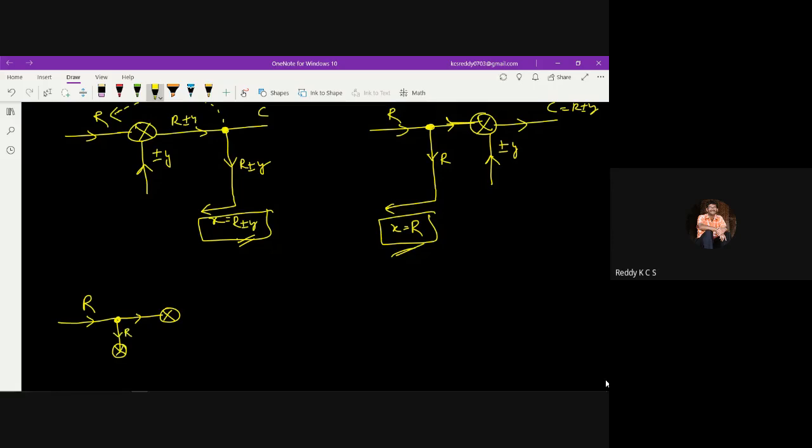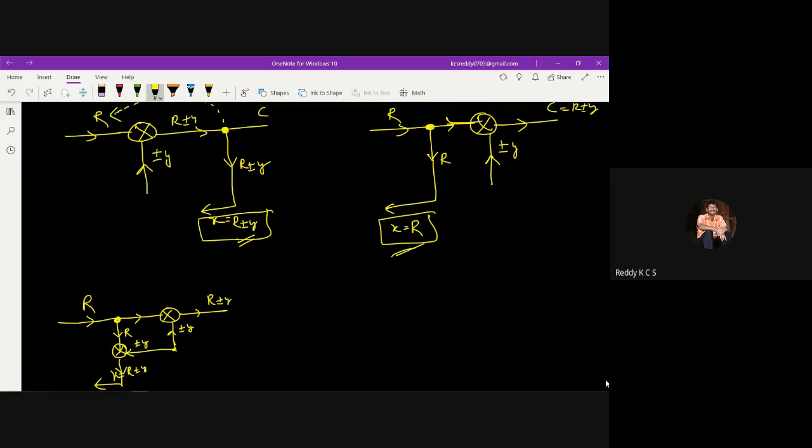So here is the R value and then this is going to be R plus or minus Y. This is the plus or minus Y value, and the same signal which is input to the summing point, that is plus or minus Y, will be input to this. Then what is the output of this takeoff signal now? This will become R plus or minus Y. So X is R plus or minus Y.